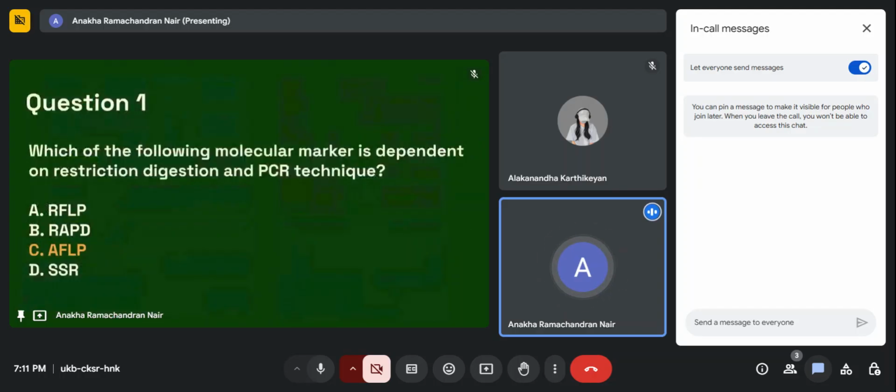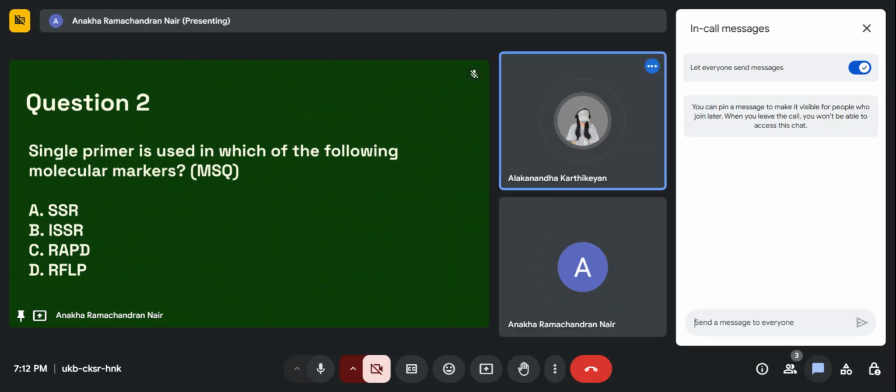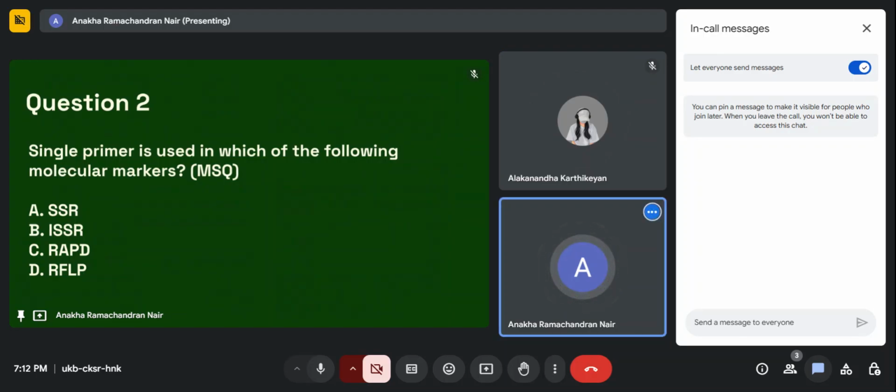Let's move on to the next question. Question number two is: single primer is used in which of the following molecular markers? This is an MSQ, which means there might be multiple answers. Do you have a guess as to what the answer is? I think it is SSR and ISSR. SSR and ISSR, all right. Let's first see what the answer is. The answer is ISSR and RAPD.